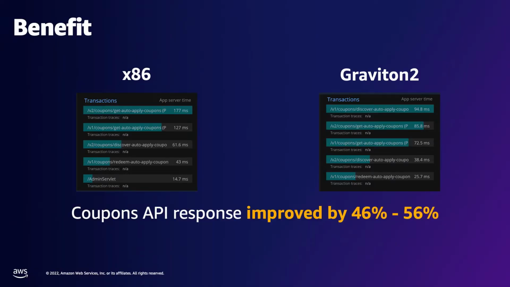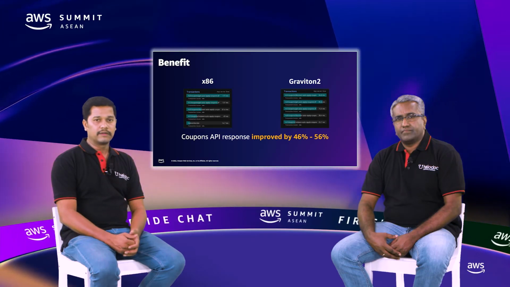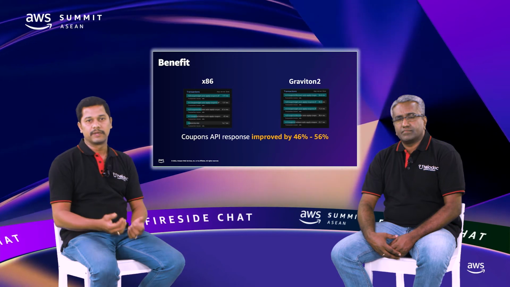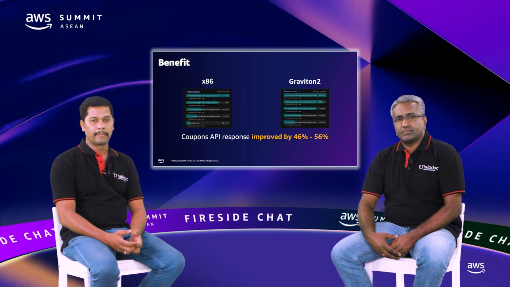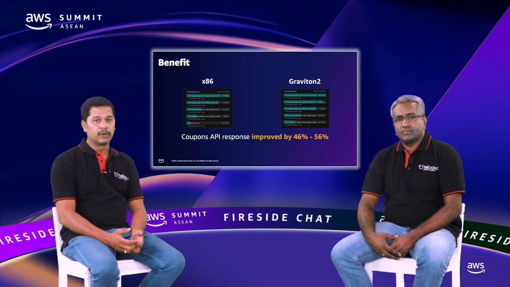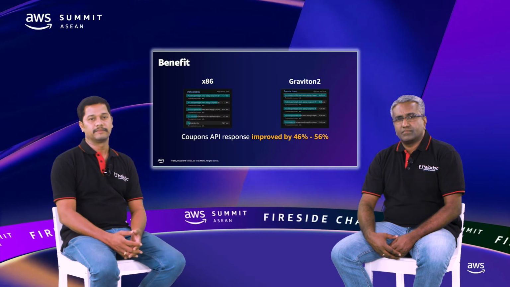Version 2 coupons API response improved by 48%. Version 1 coupons API response time improved by 56%. The web transaction time decreased by 48% on average. Overall, we are satisfied with the cost performance benefits provided by Graviton2. We are looking forward to moving more workloads into this instance family.